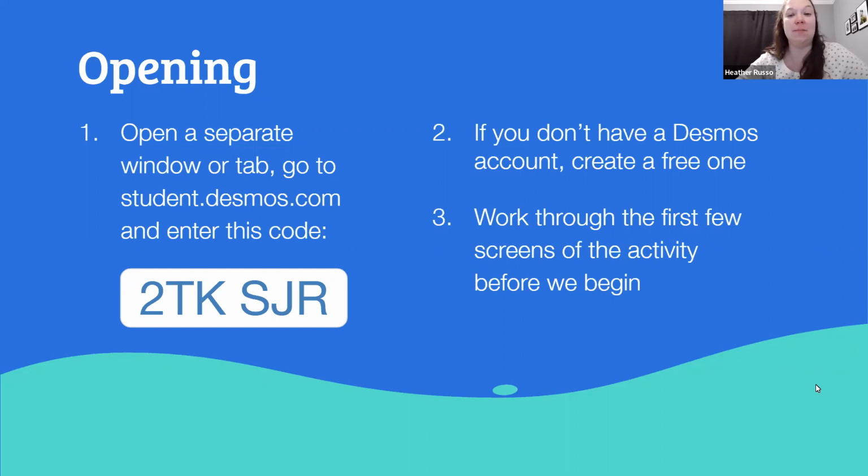We're going to be toggling back and forth between this Desmos activity and our Zoom screen for a little bit. If you don't have a Desmos account, feel free to create a free one. And then there's 3 screens for you to work through before we begin. So I can already see, awesome. There's already 5 people who have made it into the activity. So great job. We have about 50 plus people in the webinar this evening. So let's give everybody a couple minutes to get into the activity and work through those first few screens.